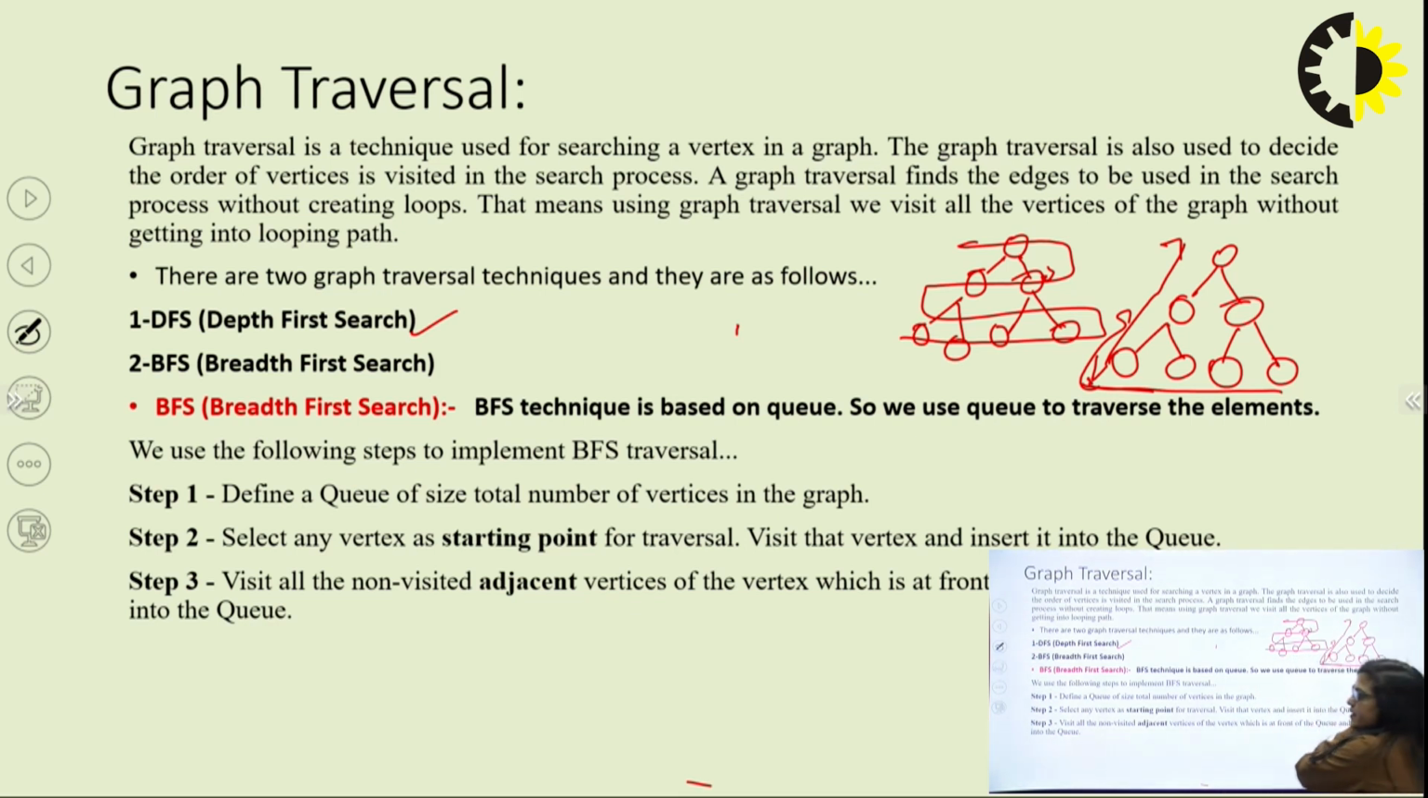BFS is a technique where we use a queue for traversing. The first step is to define the queue size as the total number of vertices in the given graph. The second step is to select any vertex as the starting point for the traversal, visit the vertex and insert it into the queue. The third step is to visit all the non-visited adjacent nodes and insert them into the queue.